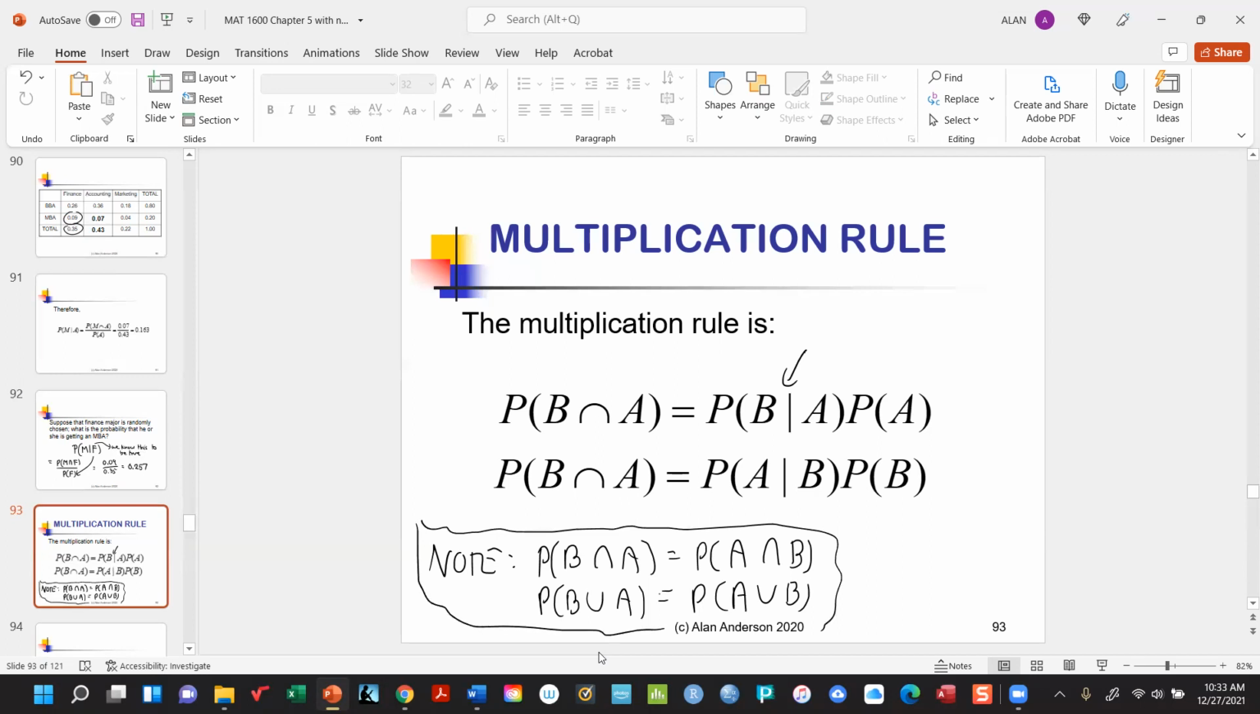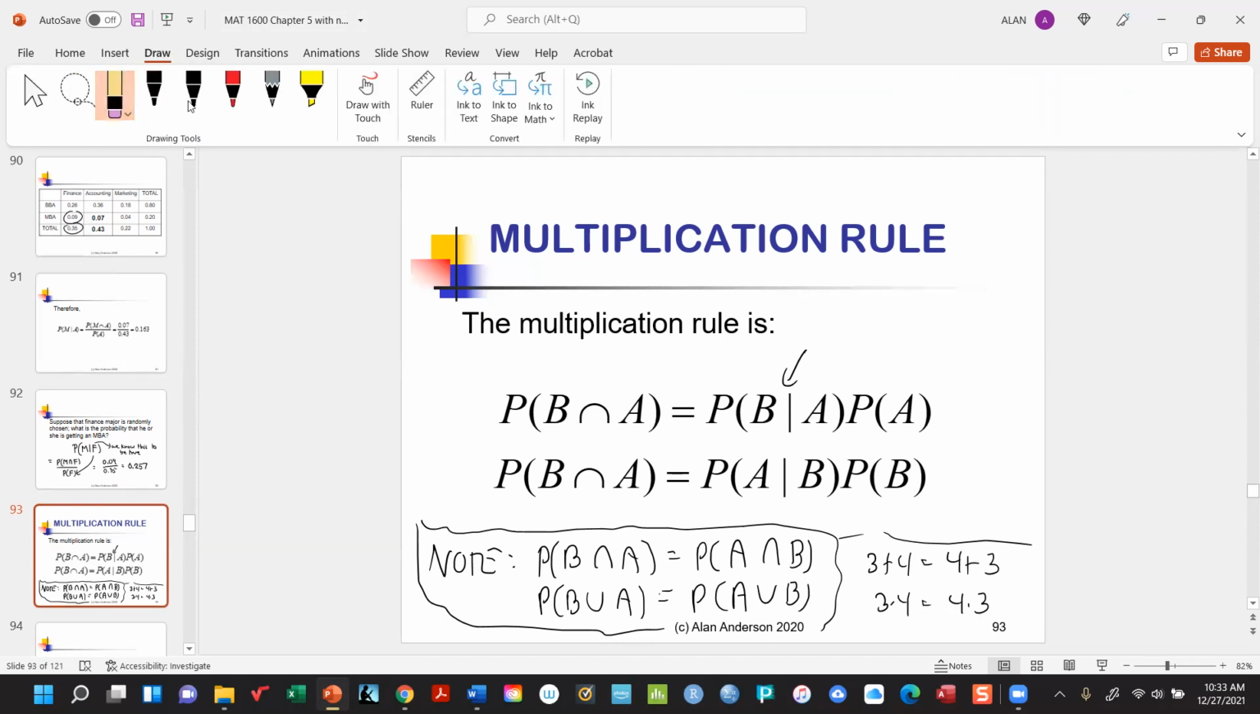It's equivalent to saying 3 + 4 = 4 + 3, or saying that 3 × 4 = 4 × 3. It's perfectly analogous to these algebraic operations where the order is irrelevant. Okay, because intersect, oh, you know what I just realized? I wrote them backwards, didn't I? Let me try that again, because and is equivalent to times, and this one would be equivalent to plus. There we go. All right, just to get that out of the way.